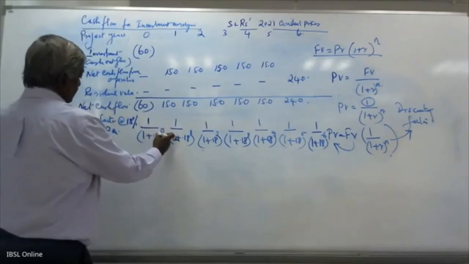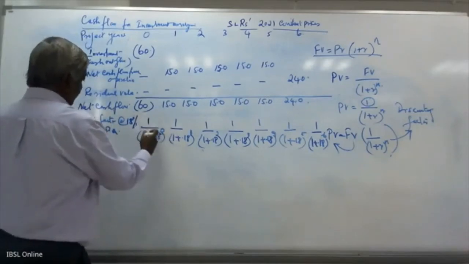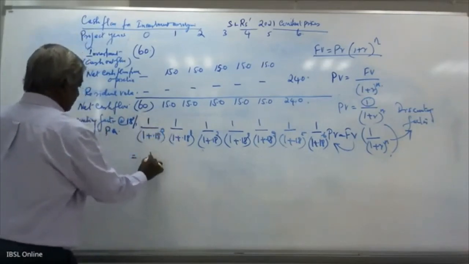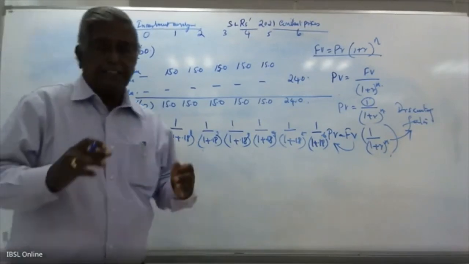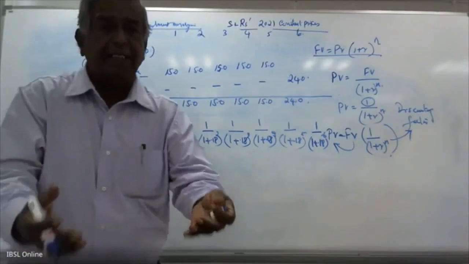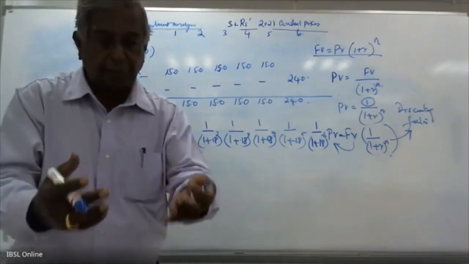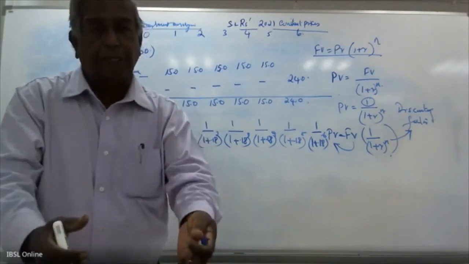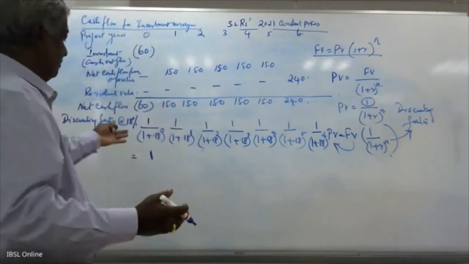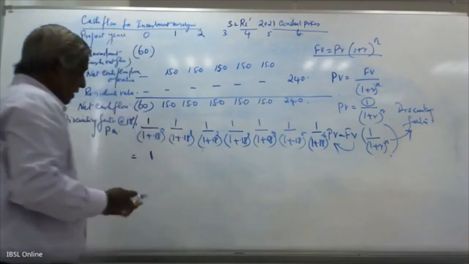Here 0 means this is 1. So 1 divided by 1, again this is 1. The discounting factor for the year 0 is always 1 because now we are investing the money. If we are investing 10,000 rupees, the present value is 10,000 rupees. So this is 1.